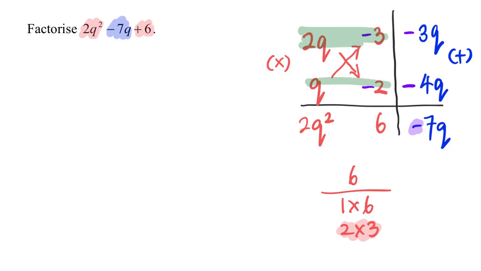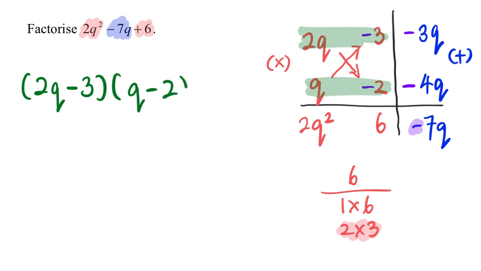So this will be the final answer for this question, where we will have 2q negative 3, q negative 2.